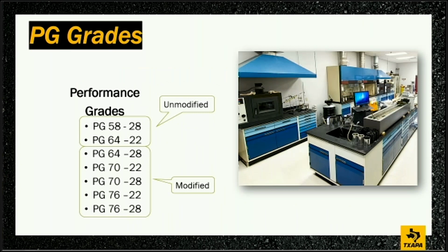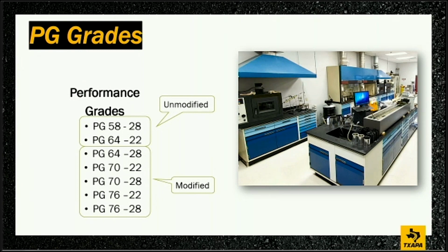Here we have PG 58-28, 64-22, 64-28. That is a temperature in Celsius at the extreme grade. So it's 58 degrees Celsius, minus 28 degrees Celsius. That's the temperature of the pavement that you're going to be dealing with. Most of Texas, and we're talking about base grade now, the base grade is 64-22.